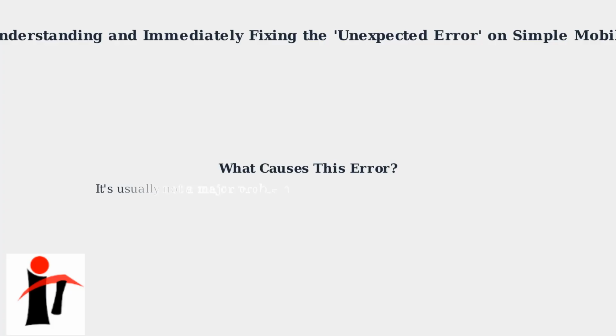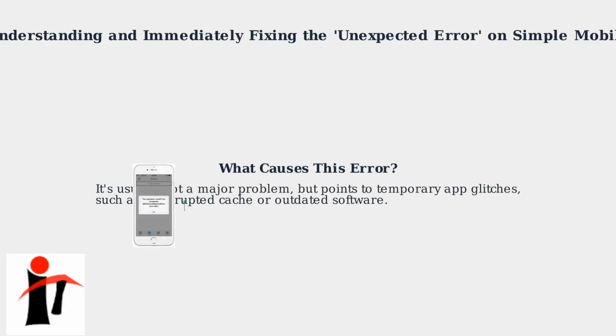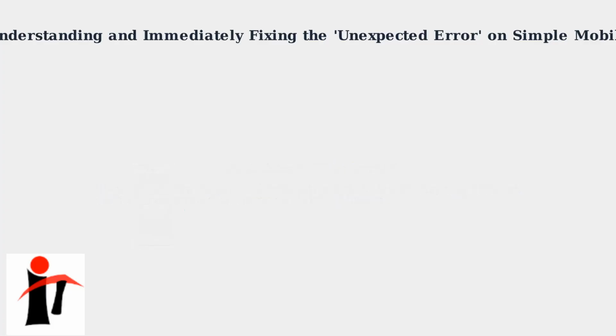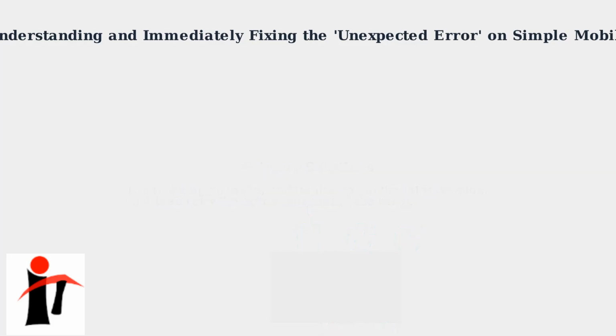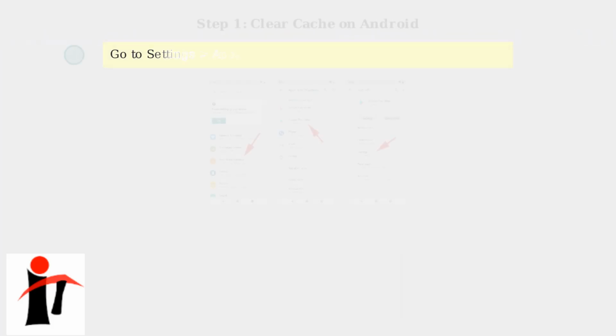First, understand that this error usually isn't a sign of a major problem. Instead, it points to temporary app glitches, like a corrupted cache or outdated software. The primary solutions involve clearing the app's cache, updating the app to the latest version, and then retrying the action that caused the error. Here's how to tackle the error.